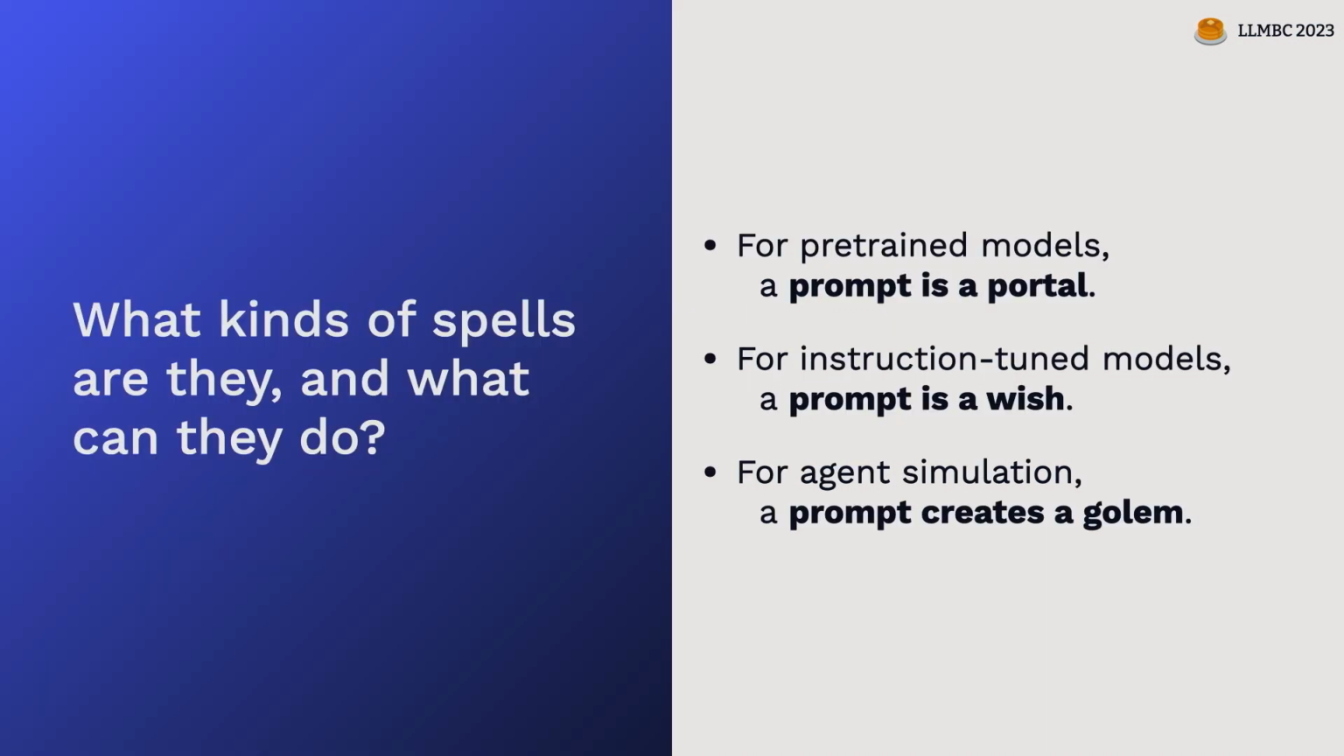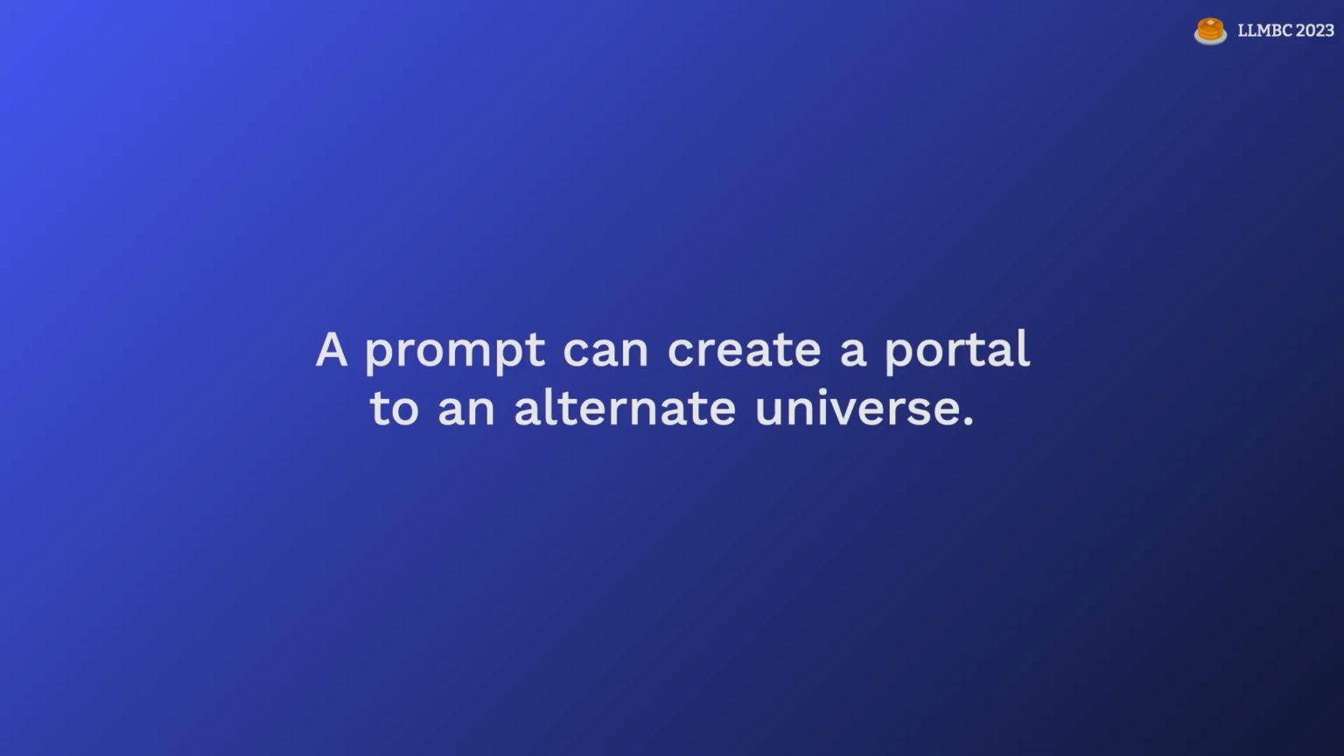So if prompts are magic spells, then let's try to be more specific. What kinds of spells are they, and what are they capable of doing? We're going to break this into three categories based on the different ways that these models are trained, which we talked about earlier. For models that are just pre-trained on the internet, the metaphor we're going to use is that prompts are like a portal into another universe. For instruction-tuned models, so again, models tuned on data sets where humans answered the question for you, we'll think of prompts as a wish, a wish for something you want to be true. And for reinforcement learning trained models, we'll think of a prompt as a simulation.